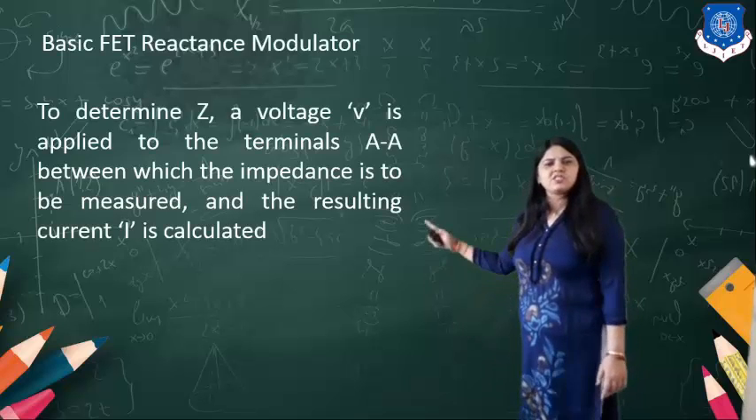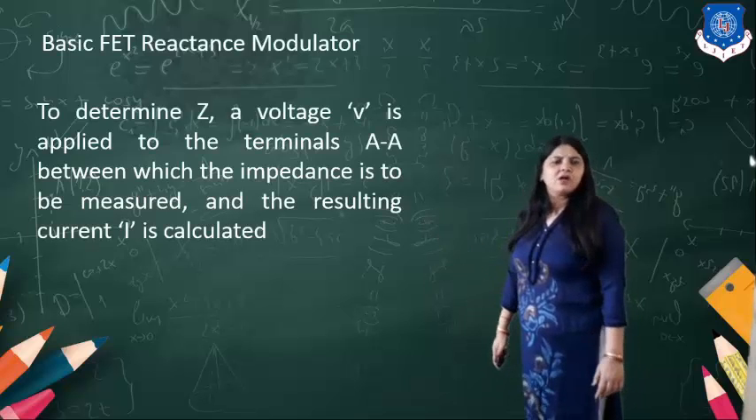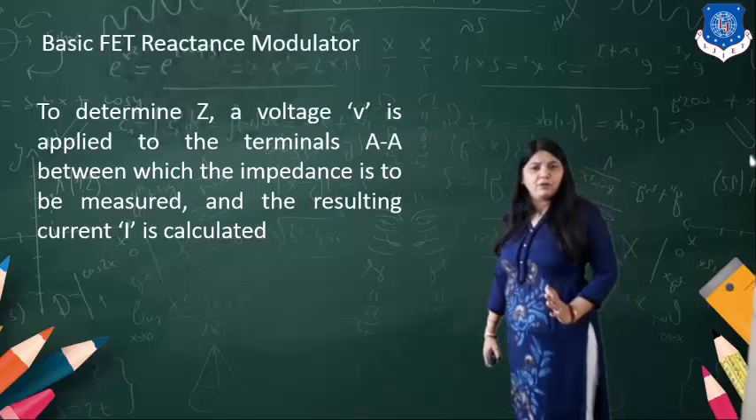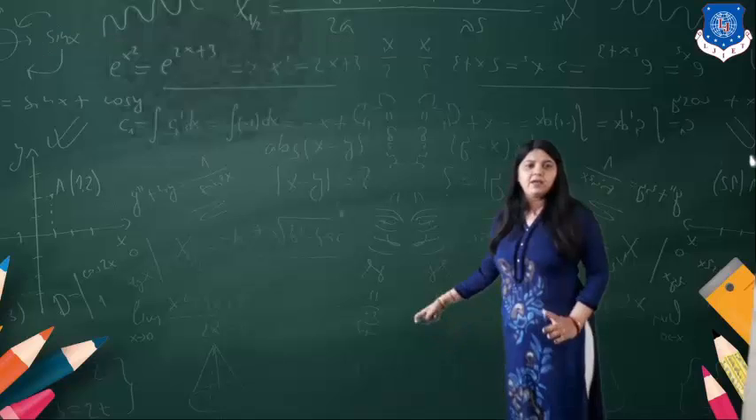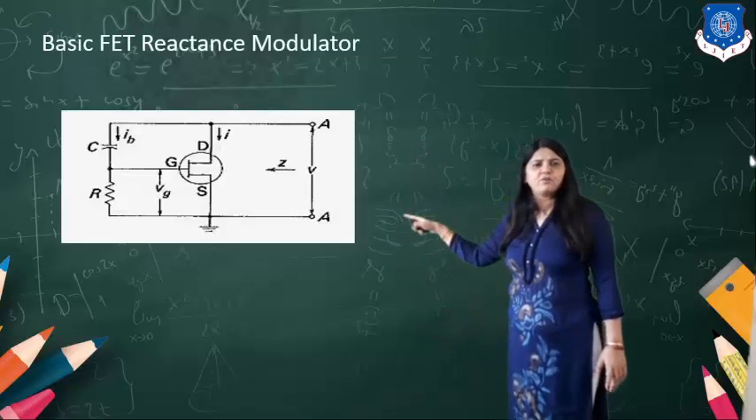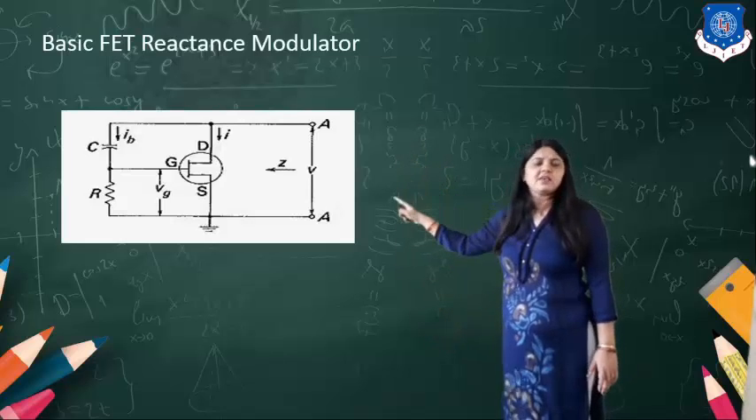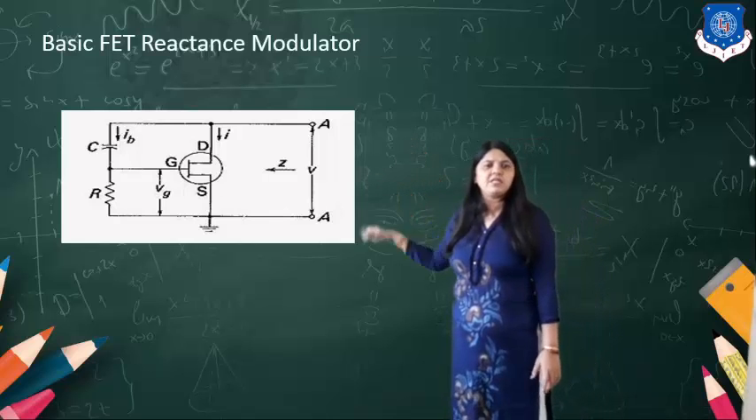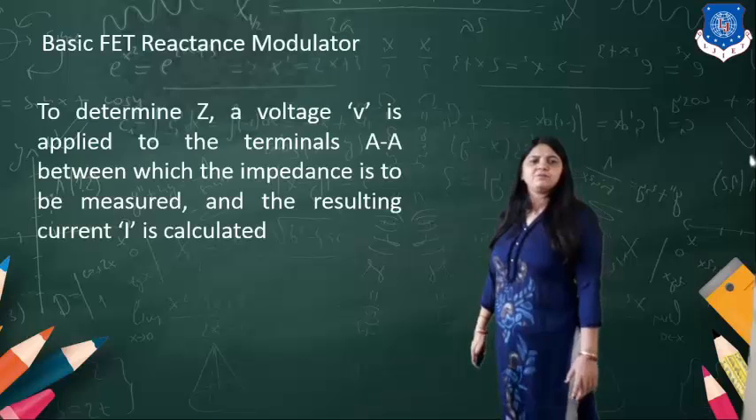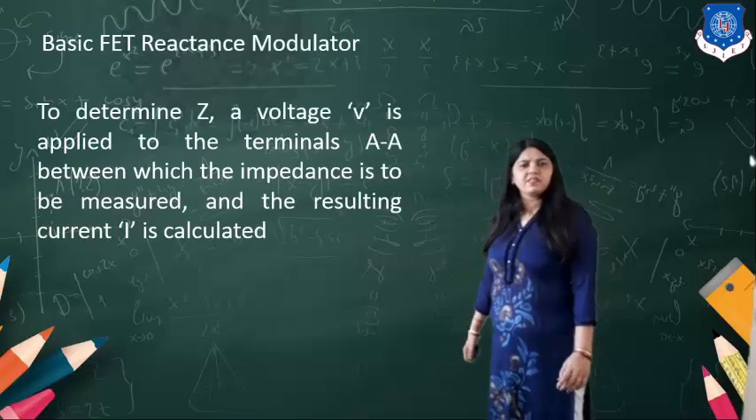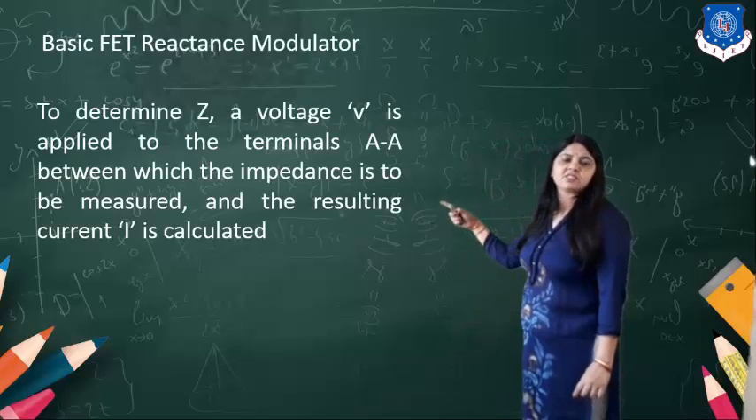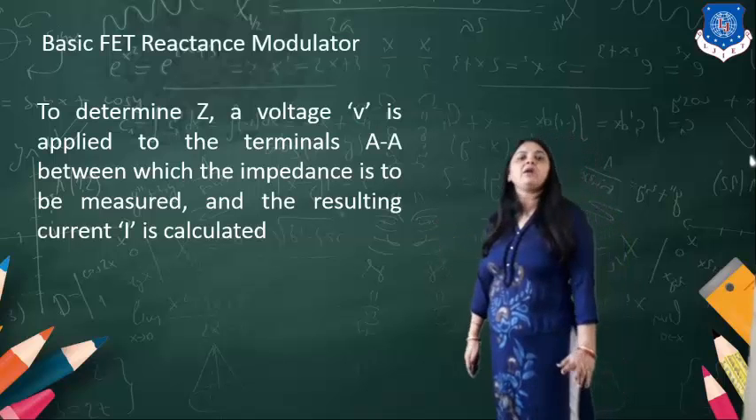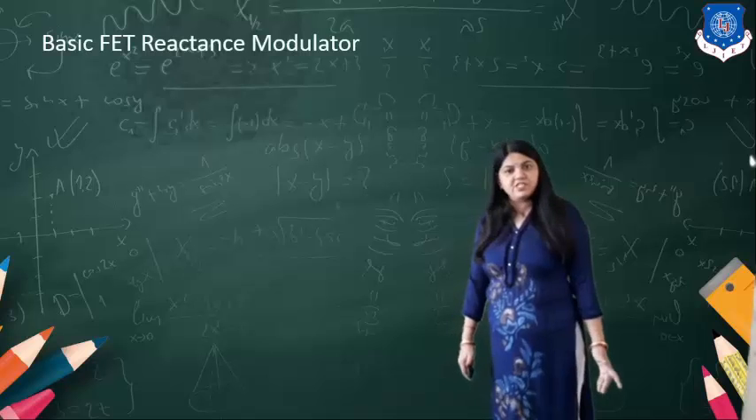So now to determine the Z value, a voltage V has to be applied from the terminal A-A. Here you can see that to measure the impedance, we are applying the voltage from this terminal. Then the impedance is to be measured between these terminals and the resulting current needs to be calculated. Which current?